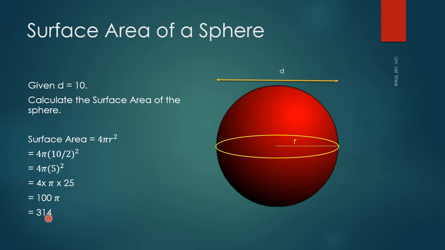314. So a typical question, most of the time they do not give you the radius, they will only give you the diameter. So remember, take the diameter and divide it by 2 in order to obtain the radius. But of course, if the question gives you the radius, that's all the best, because then I do not have to do this additional step.